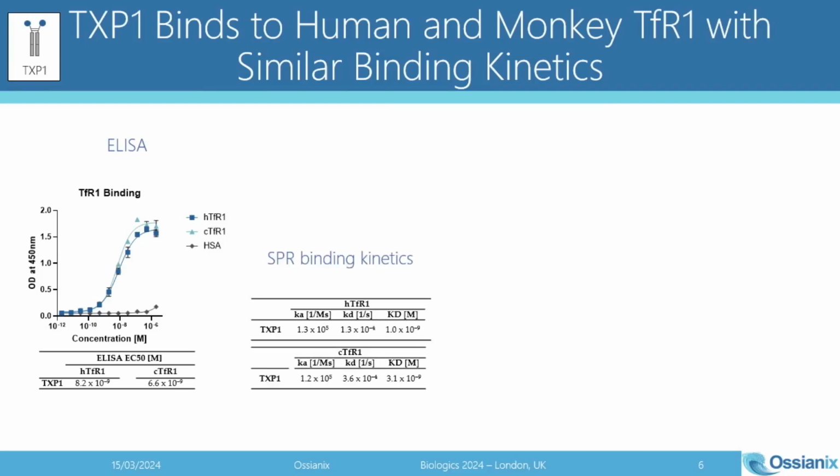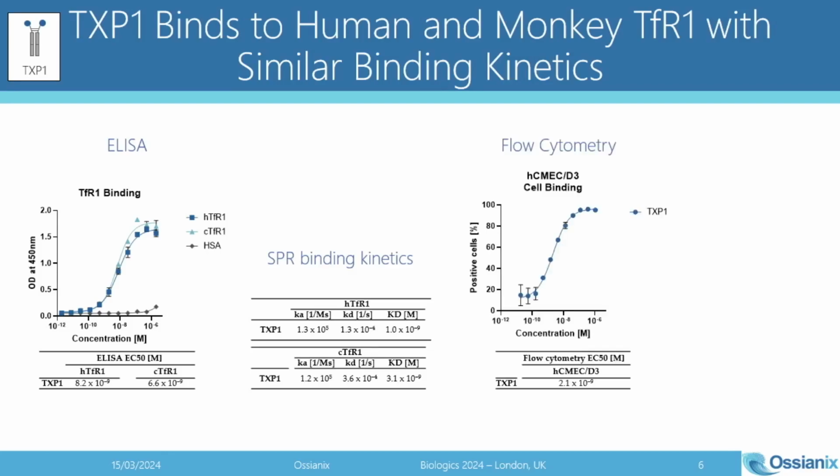As I mentioned before, one of the most important parameters that we pay attention to is the association rate. And in that case, the association rate between human and monkey transferrin receptor 1 is practically identical. And that's why we believe that the molecule, after testing in non-human primates, can be successfully translated to the clinic.